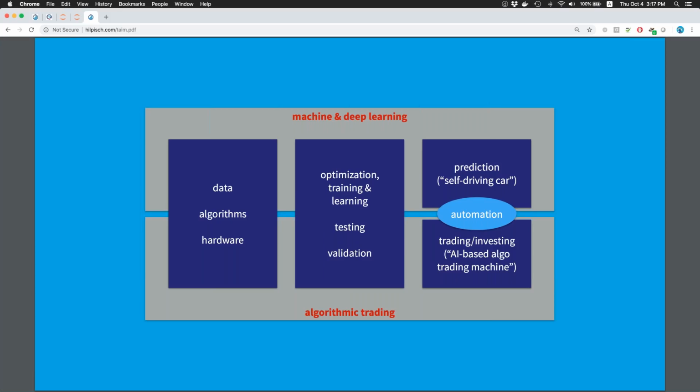And of course, many processes and elements in the middle here are basically the same, no matter what your automation goal might be. Of course, there are many others there as well.